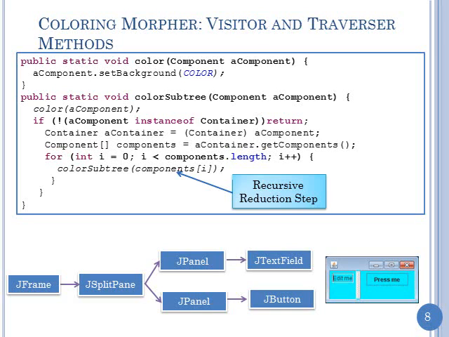So this is my recursive reduction step, which is my terminating condition, by the way. This is if it is not a container. That's my terminating condition. Any other terminating condition? When I have no children. When I'm a container, but I just don't happen to have a child.